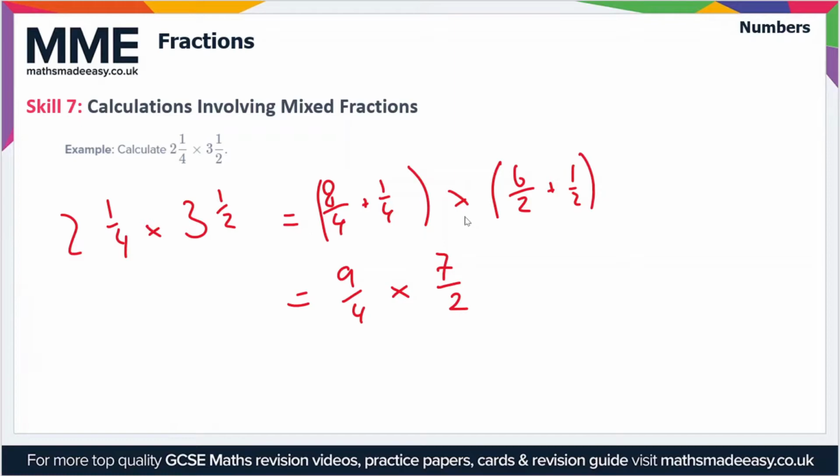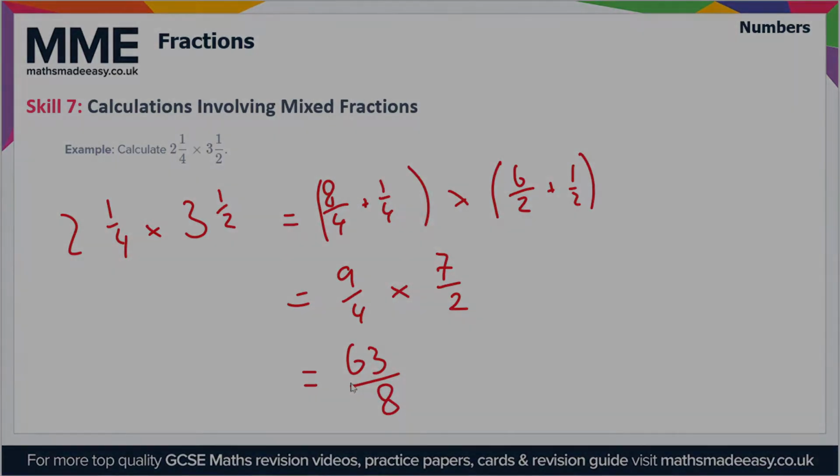Now we just treat this as a multiplication of two fractions. So we multiply the numerators together and the denominators together separately. So this becomes 9 times 7, which is 63, over 4 times 2, which is 8. There are no common factors of 63 and 8, so this is now in its simplest form.